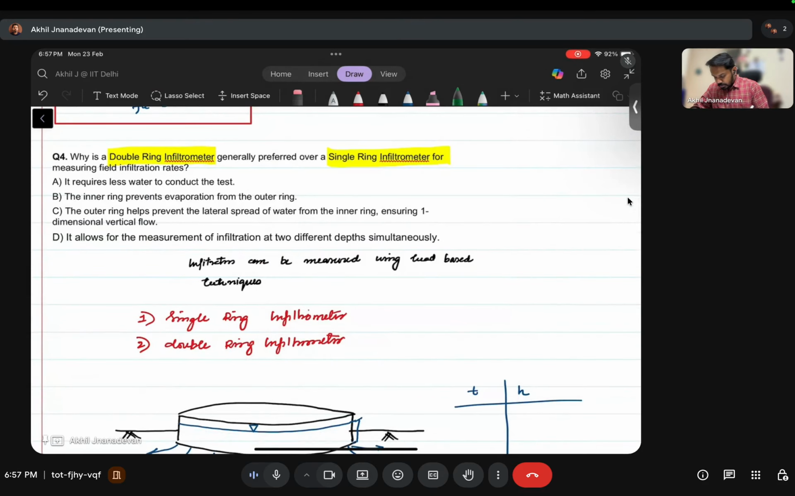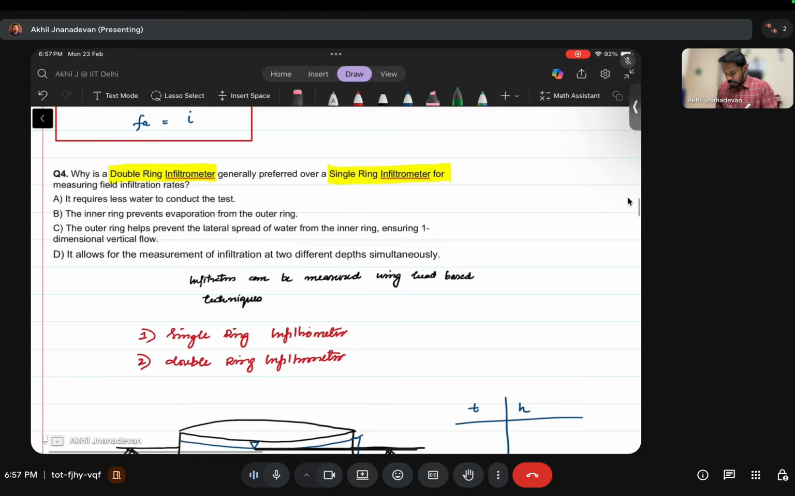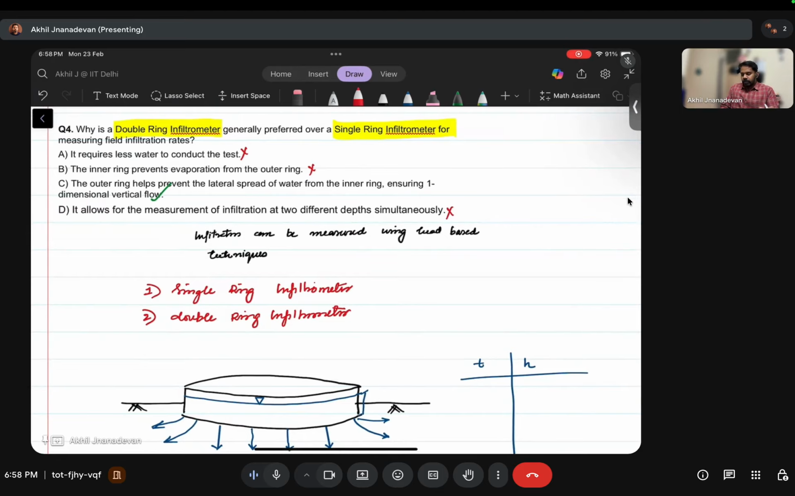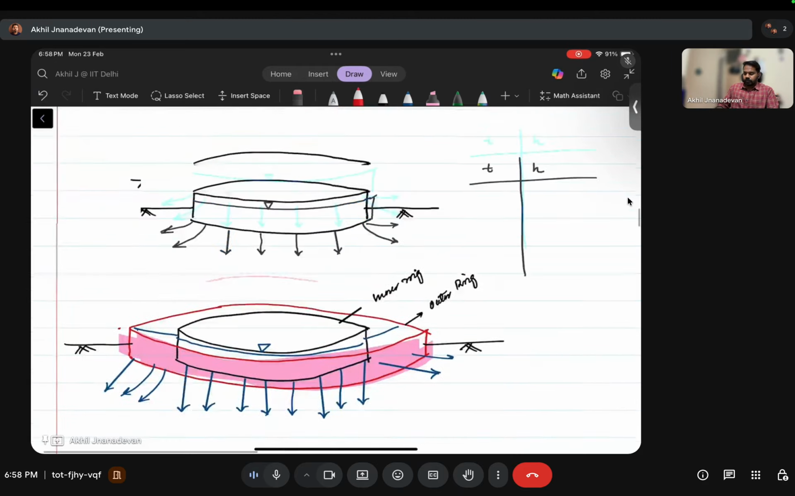So if you see the options: it requires less water to conduct the test. Wrong. The inner ring prevents evaporation to the outer ring. No. The outer ring helps to prevent the lateral spread of water from the inner ring, ensuring one-dimensional vertical flow. Yes, so what I just explained. It allows the measurement of infiltration at two different depths. No. So the answer is the outer ring helps to prevent the lateral flow of water from the inner ring. Why? Because we are ensuring a one-dimensional flow here.